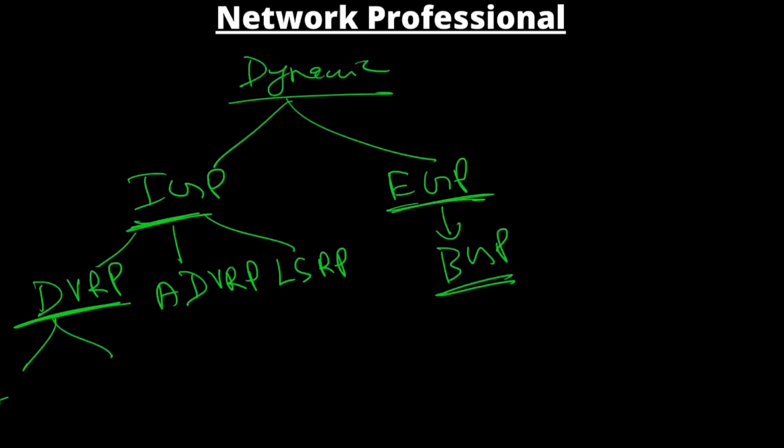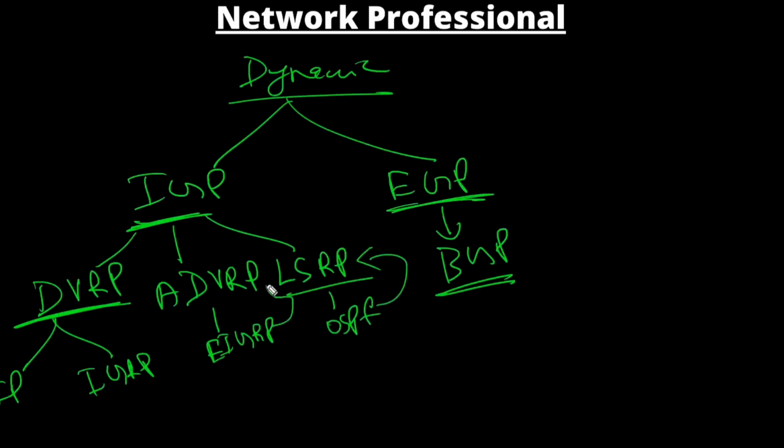First one is RIP and second one is IGRP, interior gateway routing protocol. If I talk about distance vector routing protocol, EIGRP is an advanced distance vector routing protocol, and the link state routing protocol is OSPF. OSPF is a link state routing protocol. IGRP is a distance vector routing protocol, and RIP is a distance vector routing protocol, right?